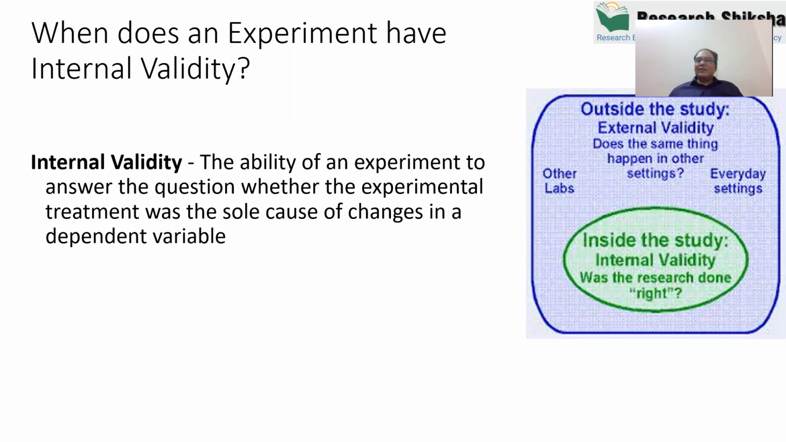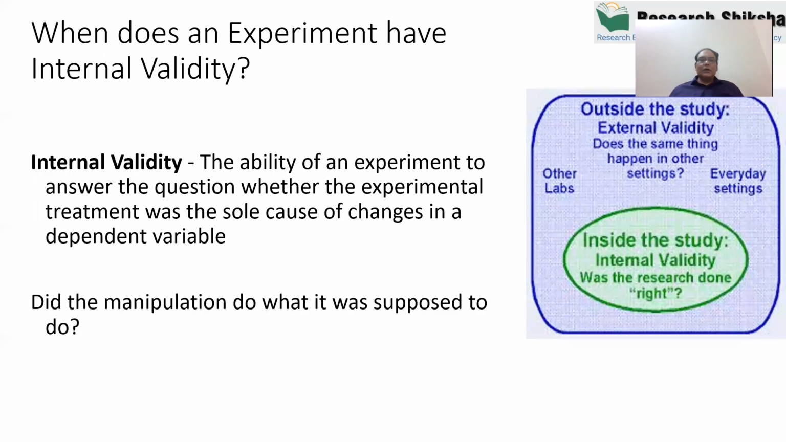Okay, so I hope you understand what internal validity and external validity are. Internal validity can be defined as when the dependent variable depends entirely upon the experiment, not because of extraneous variables. And external validity means when the same experiment is conducted by another person in another country and they get the same result. This is called external validity.